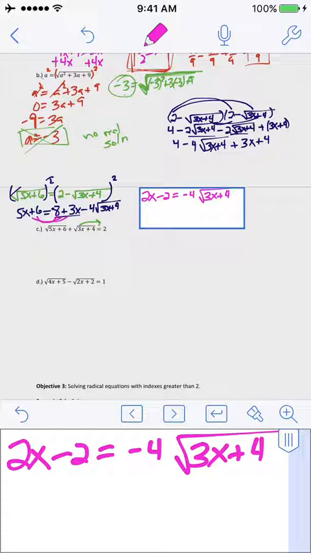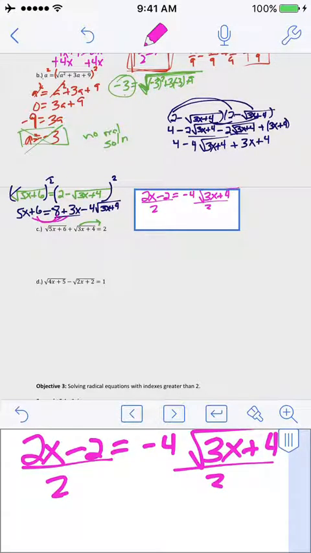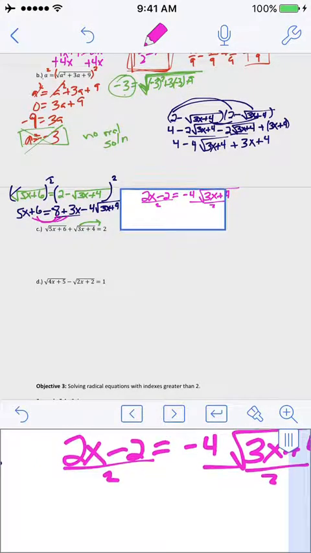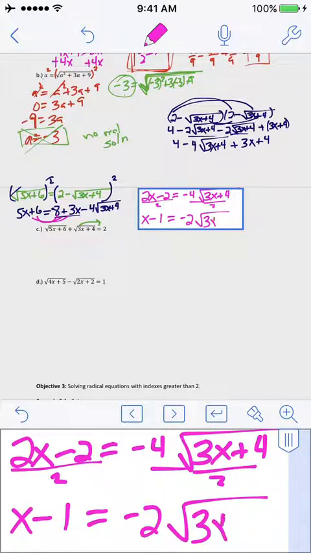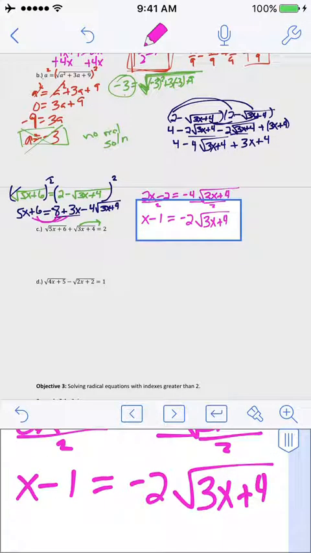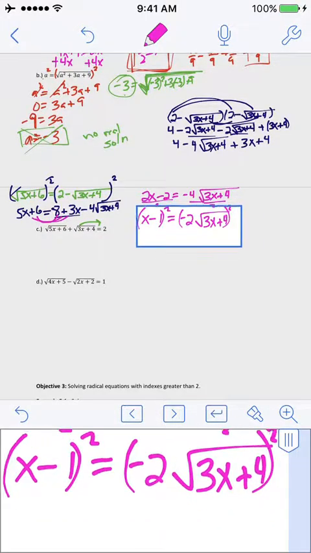I've got a lot of 2's going on here. I'm going to divide everything by 2, just to make my life a little easier. I end up getting x minus 1 is equal to negative 2 root 3x plus 4. That way, when I take the square of both sides to get rid of that radical, it's easier to square x minus 1 than it is 2x minus 2.